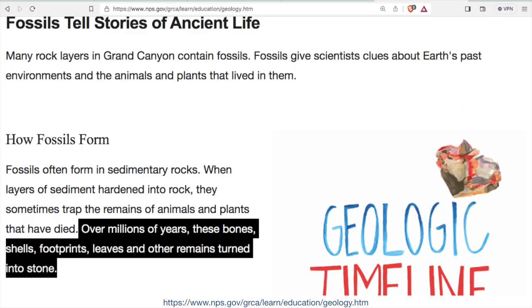Over millions of years, these bones, shells, footprints, leaves, and other remains turned into stone. How do footprints turn into stone? I mean, how long do footprints last? It's not millions of years. And their fossils point to a flood.